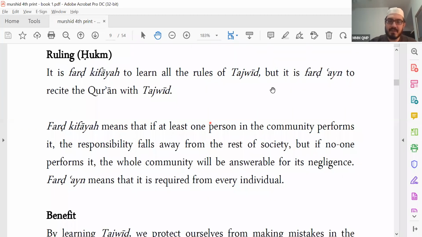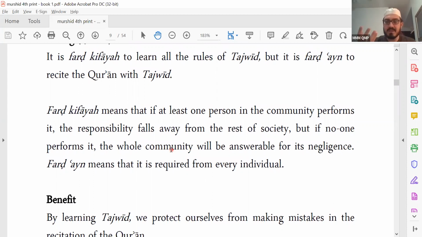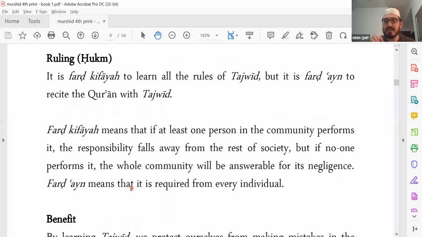Okay. So what is fard kifaya? I'm just going to move this box here so I can see. There we go. So fard kifaya means that if at least one person in the community performs it, the responsibility will fall away from the rest of society. But if no one performs it, the whole community will be answerable for its negligence. So that means we must have some group of scholars, or a few, who are able to teach the science of Tajweed. Okay, and this goes for any science. Fard ayn means that it's required upon every single individual.